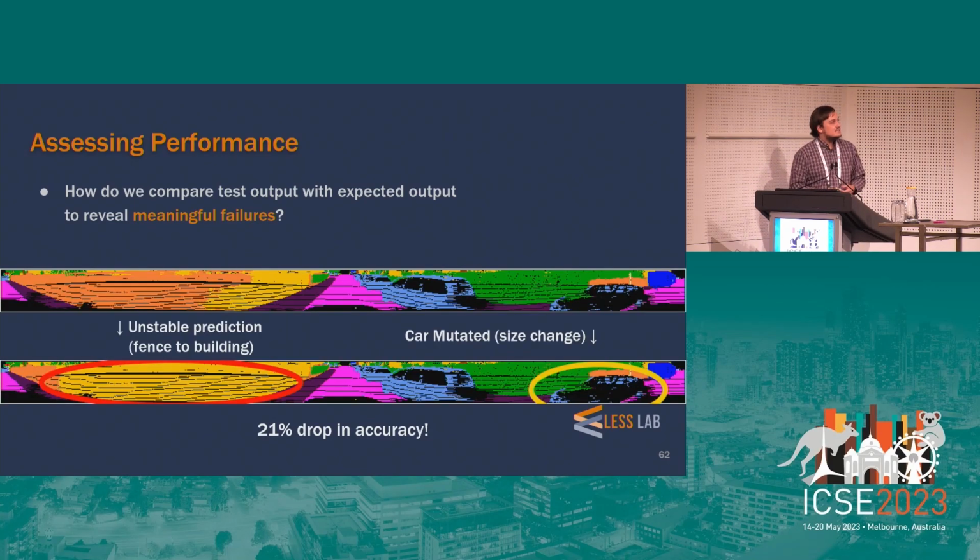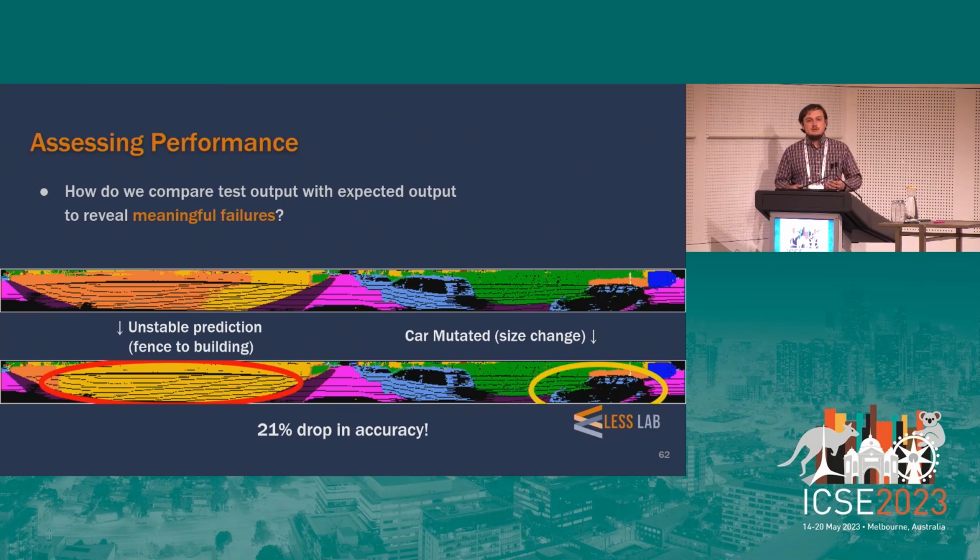Well, one of the test cases that we found, I know there's a lot going on here. Over on the right, we have this car. It was mutated ever so slightly, and it caused this huge change on the left-hand side. So the orange is fence, the yellow is building. And we can see that changing this car on the right caused the fence to turn into building. You may say, okay, well, fence, building, what's the difference? Those sound similar to me.